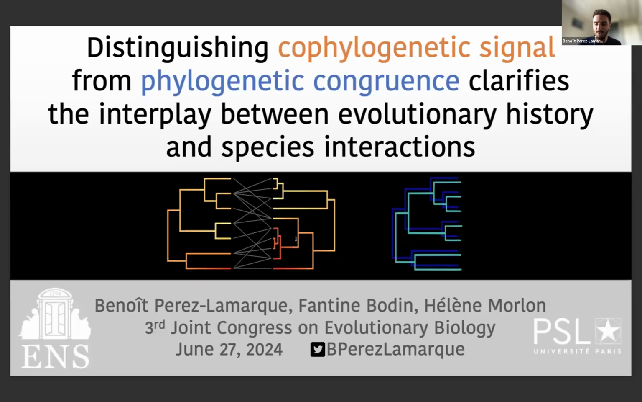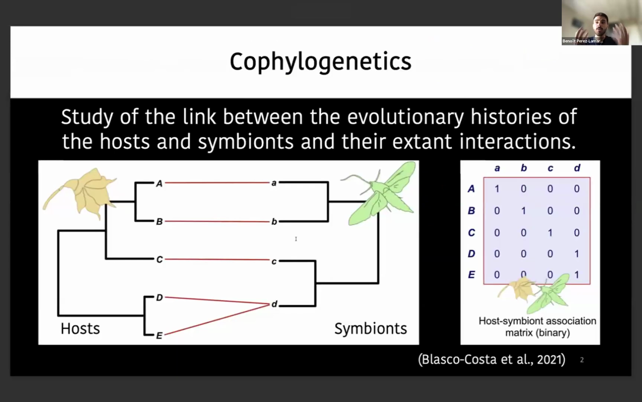During my presentation, I will talk about co-phylogenetics. Co-phylogenetics is the study of the link between the evolutionary history of two interacting clades and their extant interaction. Basically, let's say that we have a system of hosts and their symbionts. We assume that we have the phylogenetic tree of the host, the phylogenetic tree of the symbiont, and the extant interaction, so at present. And we try to understand how this system has evolved.